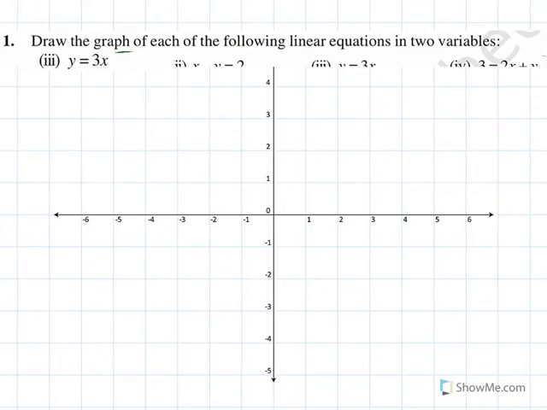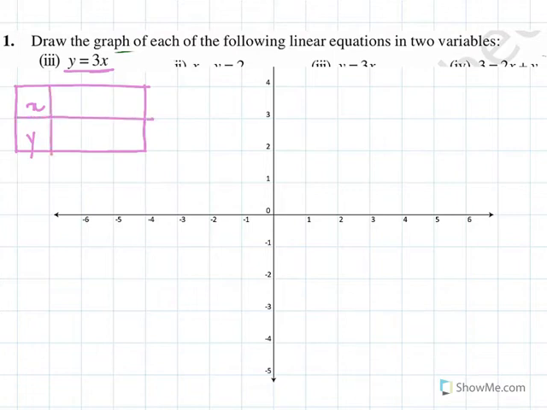Next we'll draw the graph y equal to 3x. So we make our table, x and y. We just require 3 points. Our equation is y equal to 3x. So first I'll put x equal to 1. So we know y equal to 3x, so y equal to 3 into 1. So y equal to 3. So there will be 3 here.